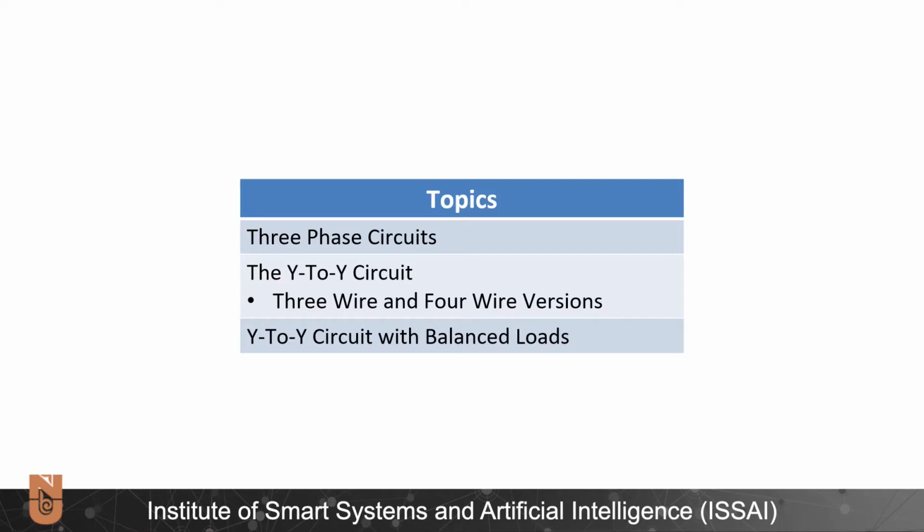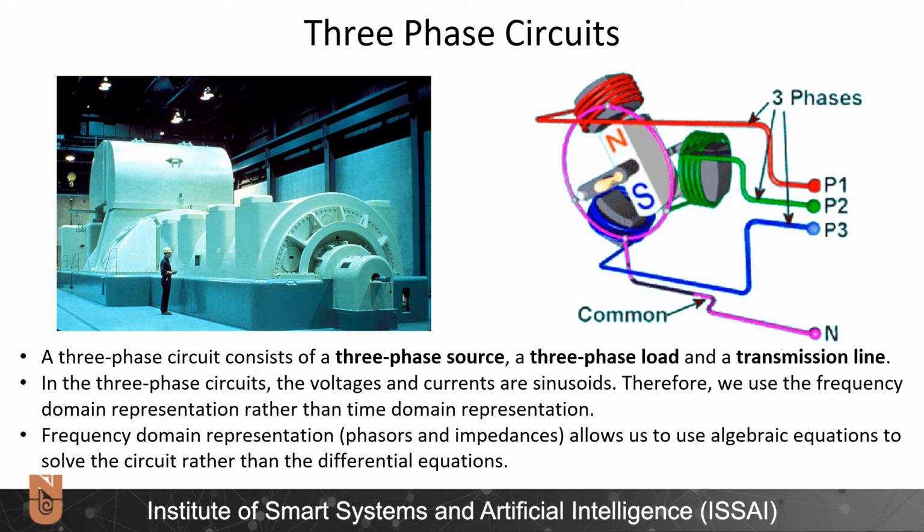Indeed, our treatment of the three-phase circuits will be very simple. If you want to study this further, you need to take a course on power transmission systems. A three-phase circuit consists of a three-phase source, a three-phase load, and a transmission line. In the three-phase circuits, the voltages and currents are sinusoids. Therefore, we use the frequency domain representation rather than time domain representation to analyze these circuits.